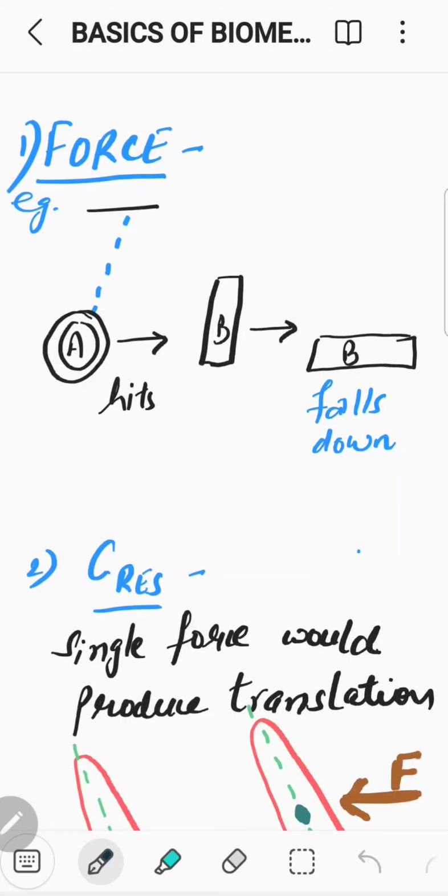To start with, let's start with the force. Force is defined as the action of one body on another body so that it tends to change the shape or motion of the body. Suppose a ball hits a block, and the block falls down. So one body is changing or tends to change the shape or motion of another body, and that is called a force. Force has specific magnitude and direction.